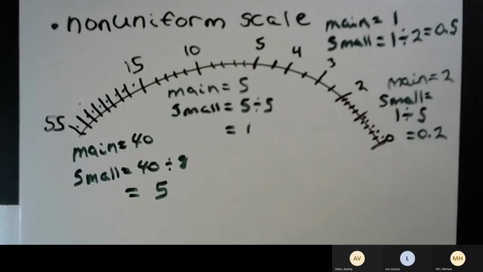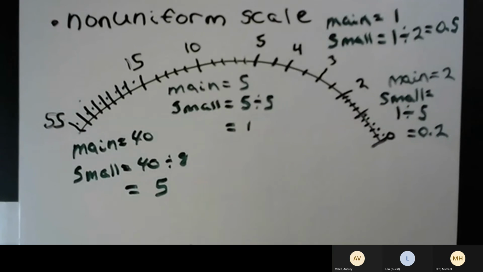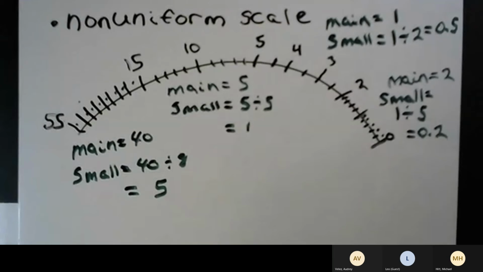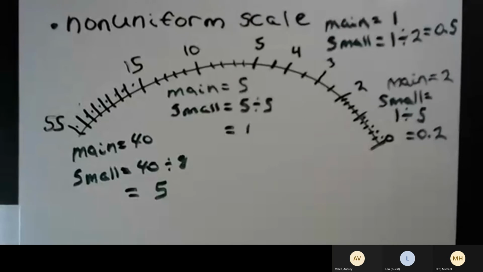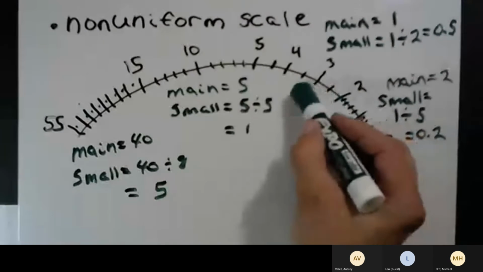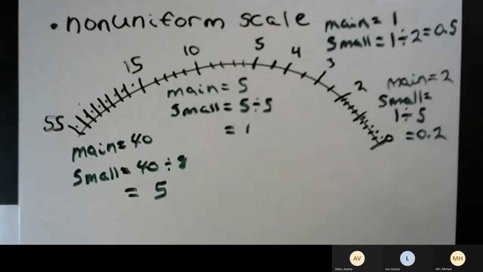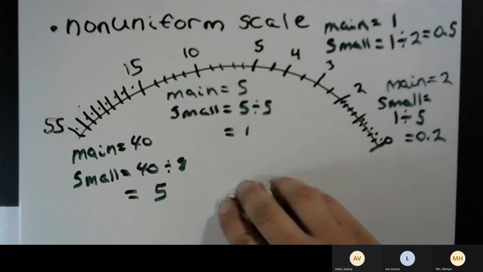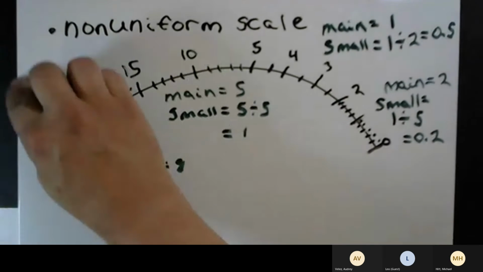So for your non-uniform scale, you're going to get changes in your main and in your smallest divisions. It's just something to be aware of. Especially when you're transitioning from one version of the scale to another, it's easy to make a mistake and misread something. All right, so any questions about that?